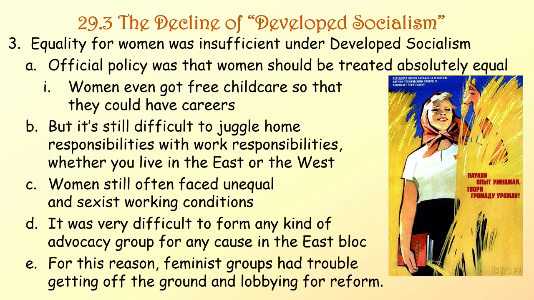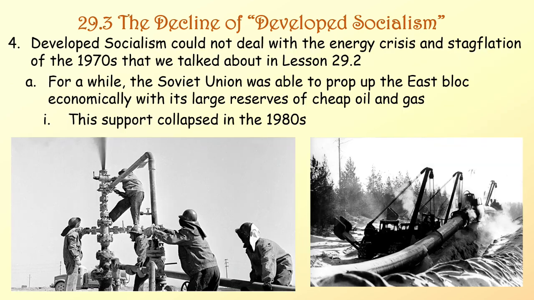Equality for women was insufficient under developed socialism. Official policy was that women should be treated absolutely equal. Women even got free child care so that they could have careers. But it's still difficult to juggle home responsibilities with work responsibilities, whether you live in the East or the West. Women still often faced unequal and sexist working conditions. And it was very difficult to form any kind of advocacy group for any cause in the East Bloc. For this reason, feminist groups had trouble getting off the ground and lobbying for reform.